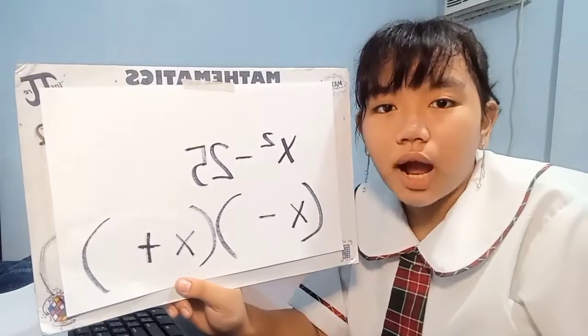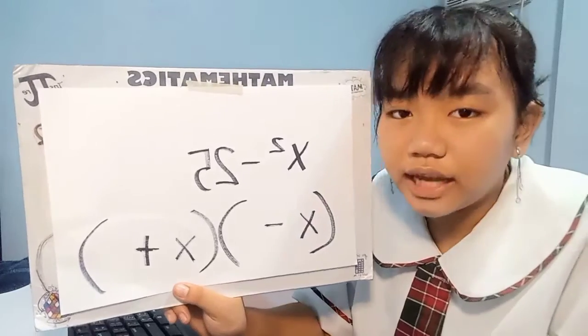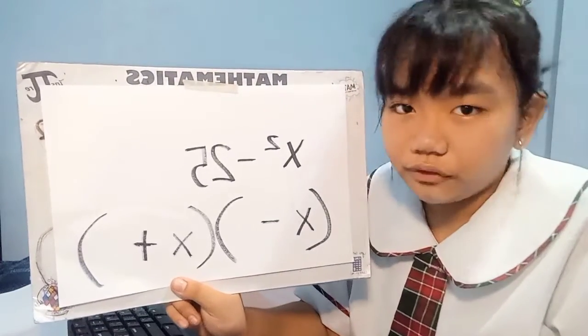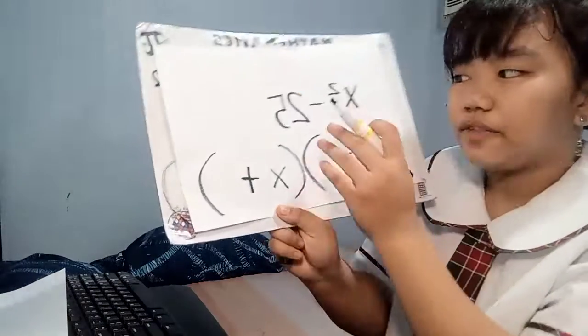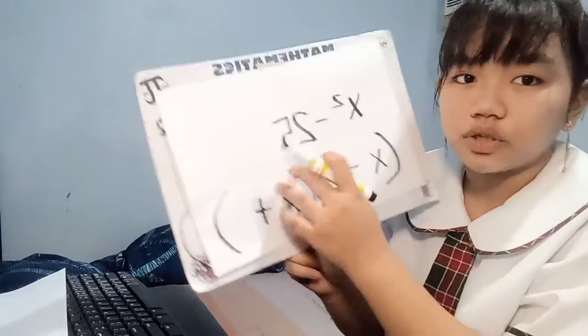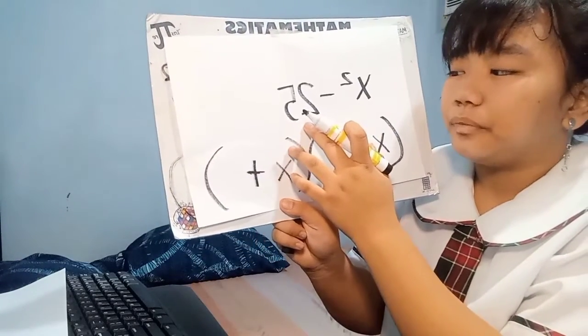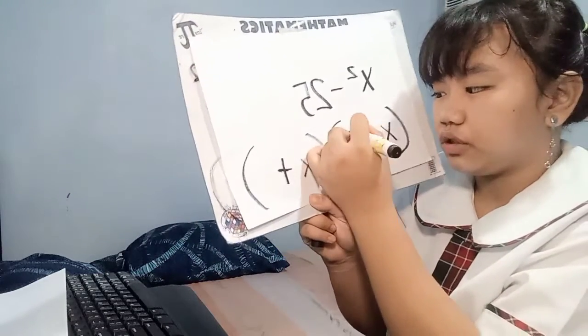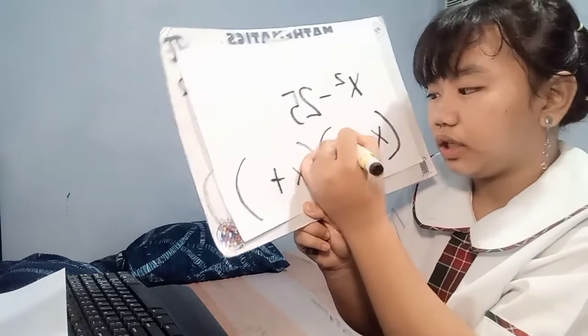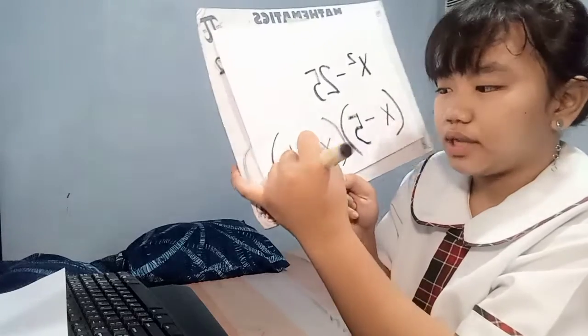Anong number ang pwede mong i-multiply sa sarili niya na ang magiging equal is 25? 5 times 5. Yes, correct. 5 times 5 is equals to 25. So, ang square root ng 25 is 5. You're just going to write 5 here and on the other side. And that's it.